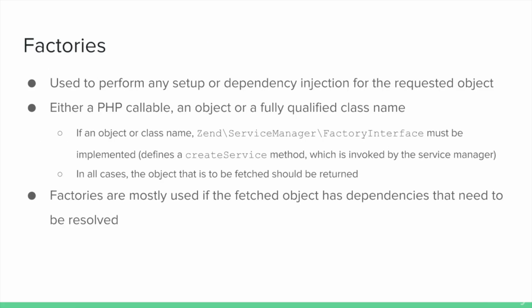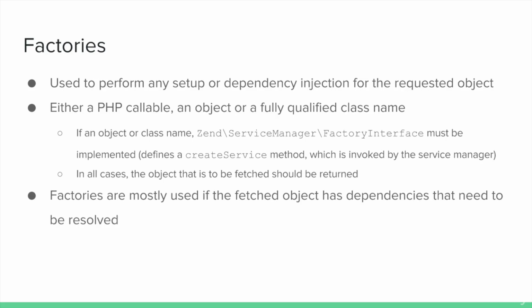Next up, we have factories. Factories are used to perform any setup or dependency injection that may be required for the requested object. So if you have an object that depends on another object, you can inject this dependency by creating a factory. A factory is either a PHP callable, an object, or a fully qualified class name.